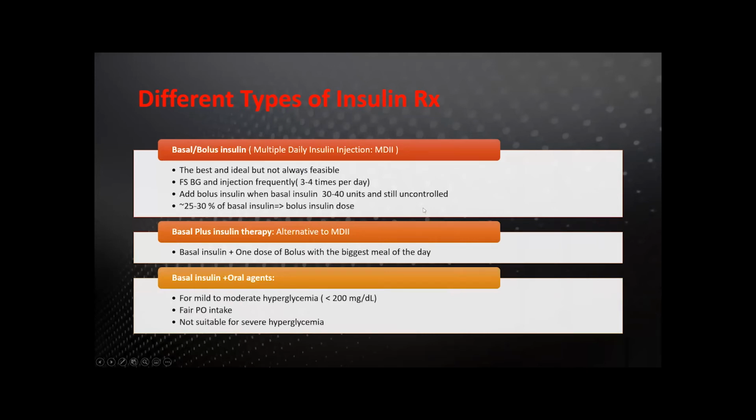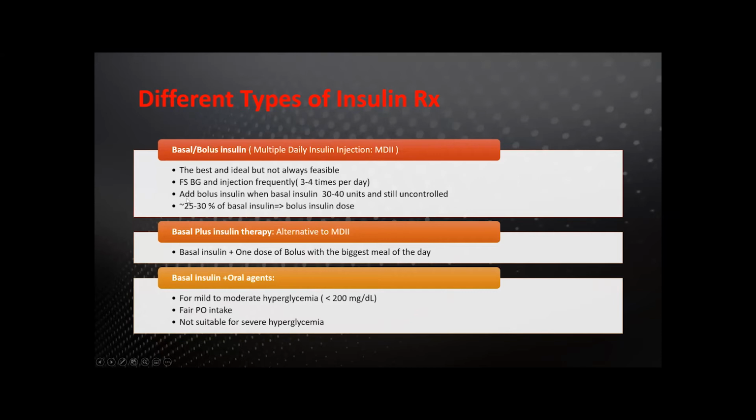So these are the different types of insulin. And then this is basal bolus insulin. It's also called multiple daily injection insulin, MDII. This is the best and ideal, but it is not always feasible because the patient needs to check the sugar 2 or 3 to 4 times a day, and also needs to take the insulin frequently. Of course, most patients won't like it.